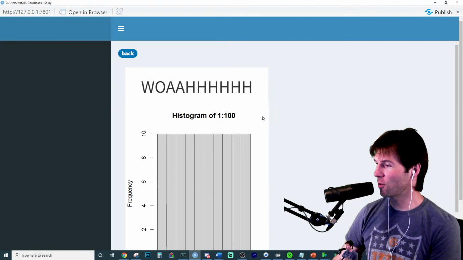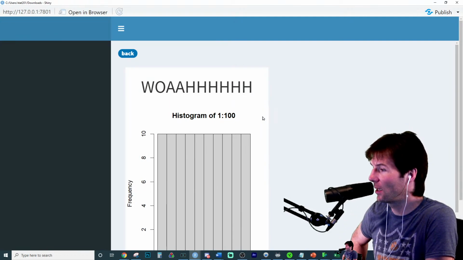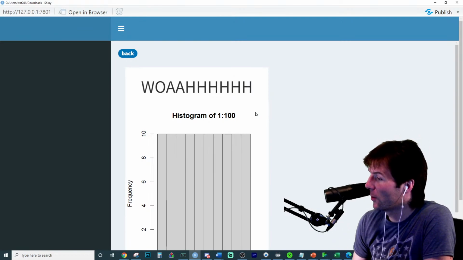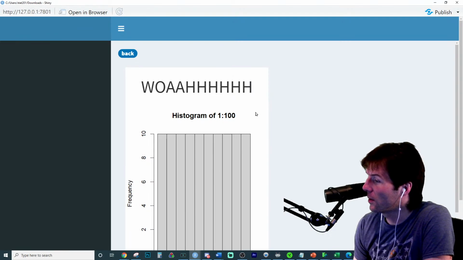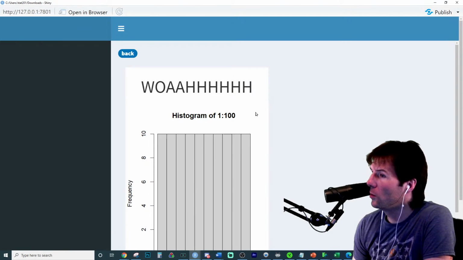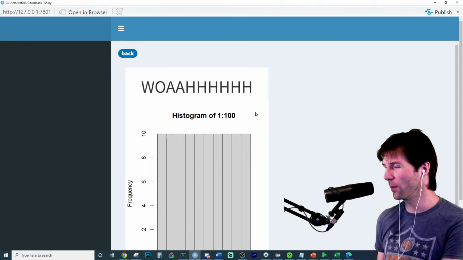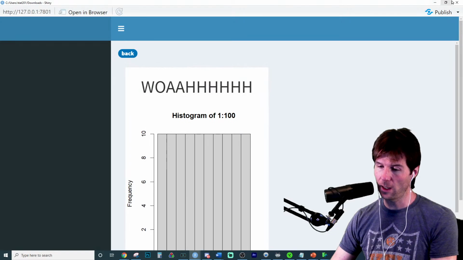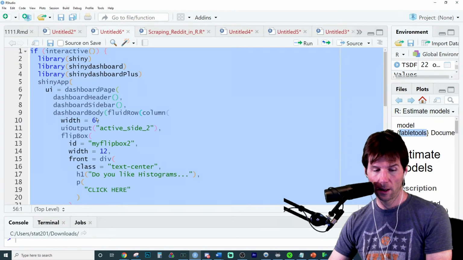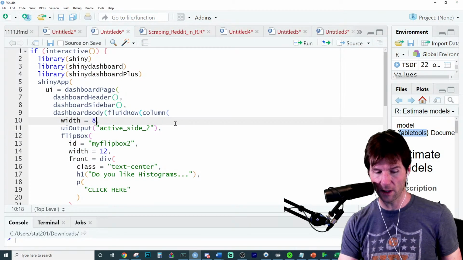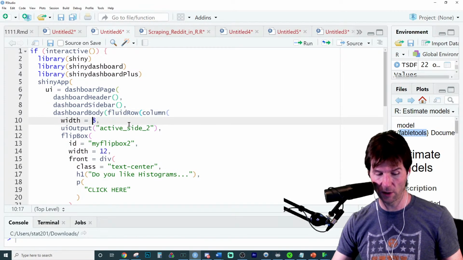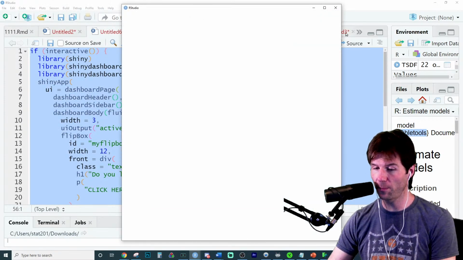There you go. Is there any way to change the width of the tab select thing? I'm completely blanking on the line. Which thing are you talking about? Explain in greater detail. The Flipbox is controlled by the column. The width of the column right here is going to control the Flipbox width, I believe. So we can make a wider Flipbox right here. That's going to be controlled with this.